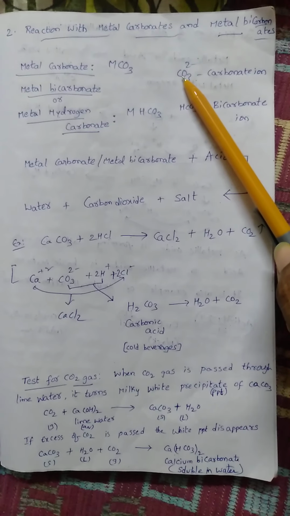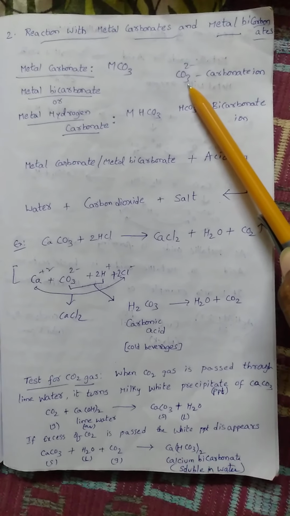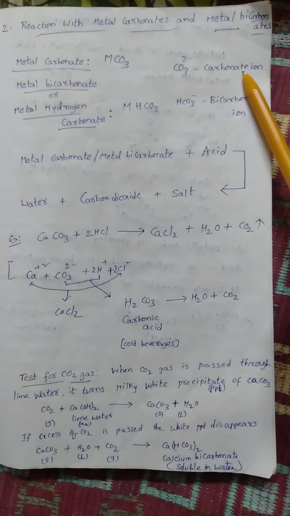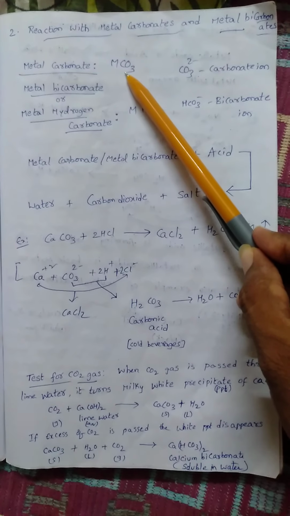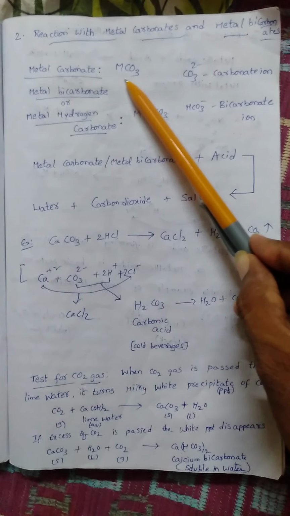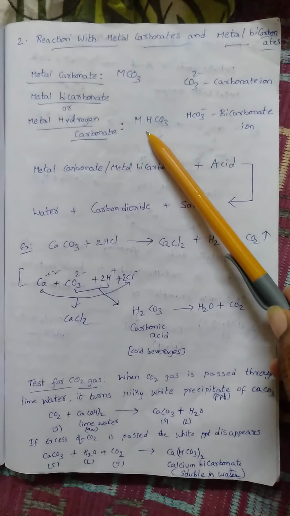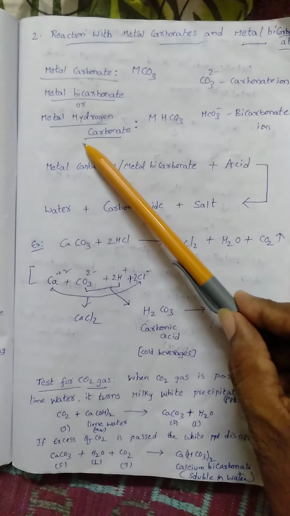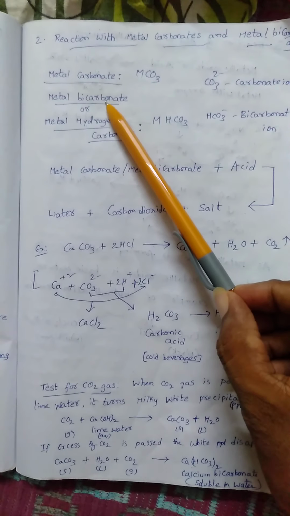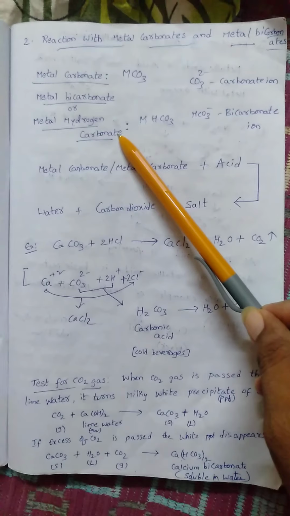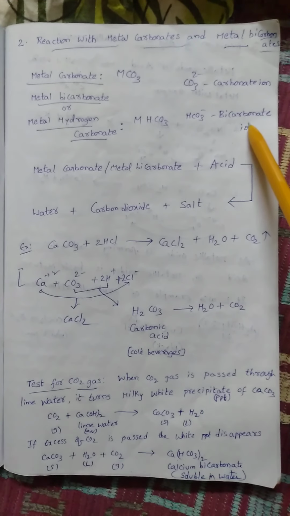Carbonate means CO3 2 minus. This ion is said to be the carbonate ion. A metal carbonate means M stands for metal, CO3 stands for carbonate: a metal with carbonate. Bicarbonate means a metal with hydrogen and carbonate, hydrogen carbonate. So the other name for metal bicarbonate is metal hydrogen carbonate. HCO3 minus is said to be bicarbonate.